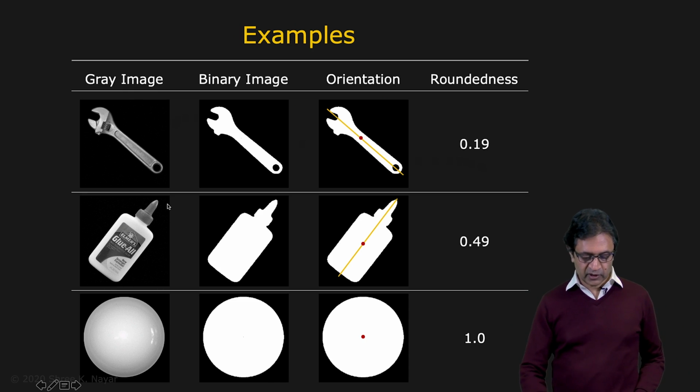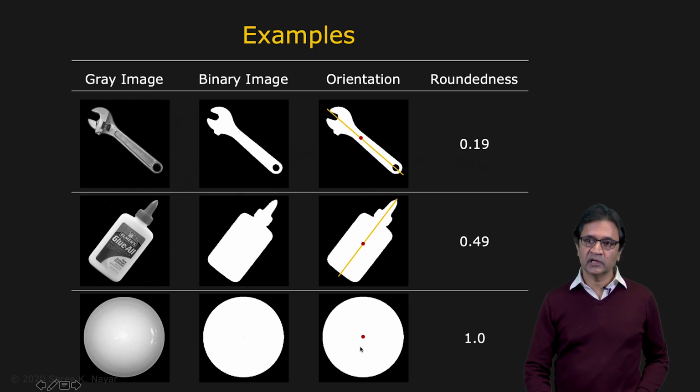You threshold them to get your binary images, and then you can compute the center of each object, which is a red dot that you see here. See that the center of the disk is exactly at the center of the disk. And then you have the axis of minimum second moment, which is this or this.